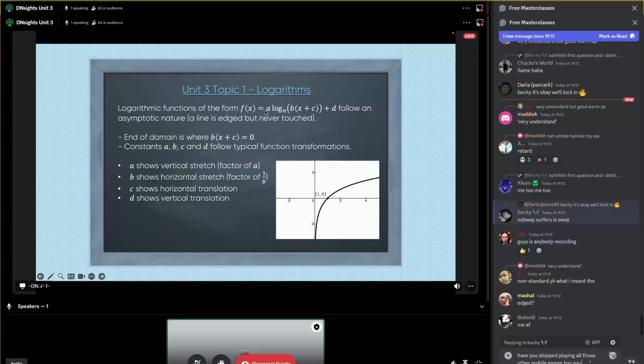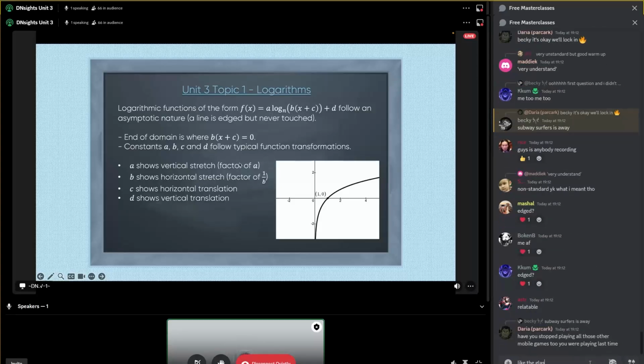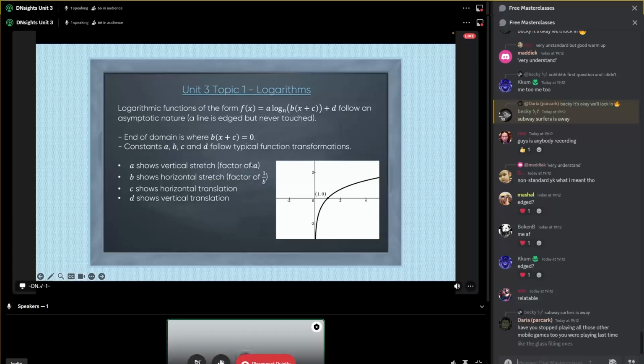And when you look at these equations, you also have a, b, c, d. These are your typical function transformations. I haven't seen this pop up, but it could be on your exam this year.